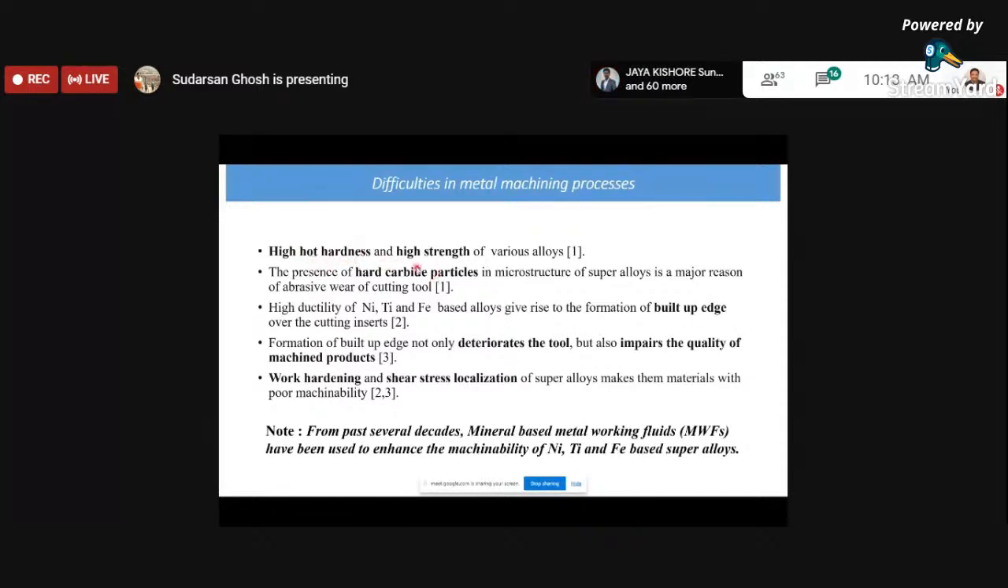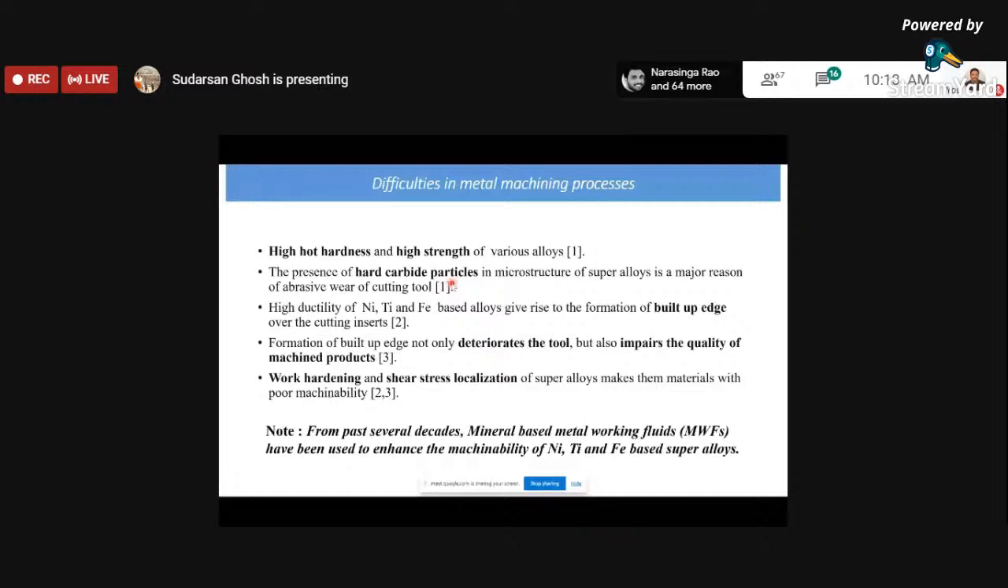And high strength, you can very well understand, is basically the ultimate tensile strength of the materials, which is normally referred to. So normally these new engineering alloys have high strength. Sometimes, these super alloys also possess some hard carbide particles in their microstructure. When we are trying to machine the alloy, these hard carbide particles hit your cutting tool. Though the cutting tool material is hard, these carbide particles are almost equally hard.